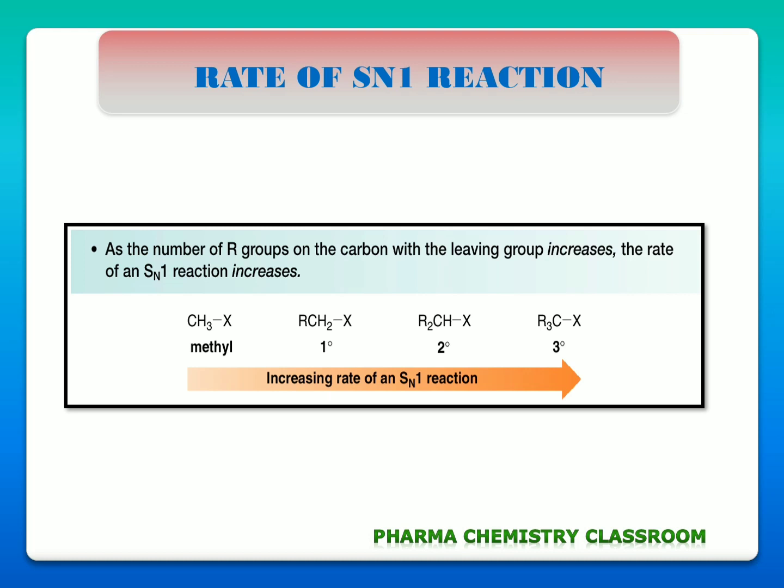Next, about the rate or the ease of the SN1 reaction. I already told you that tertiary alkyl halides undergo the SN1 reaction easily because they give the most stable carbocation intermediate. The more stable the intermediate is, the more easily the reaction takes place.